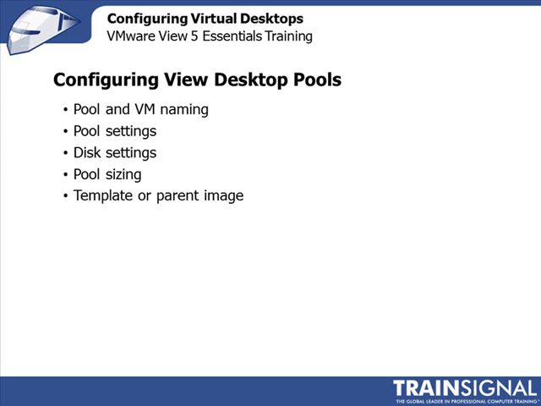Now, I'm going to either have a template or a parent image depending on the type of pool that I'm configuring. If I'm in a manual type of pool, or a full clone environment, then I'm going to be basing that off of a template that I need to have already prepared and ready to use. Whereas if I'm in a linked clone environment, I'm going to have a parent VM and an associated snapshot that need to be set up and configured in order to deploy virtual machines from those.